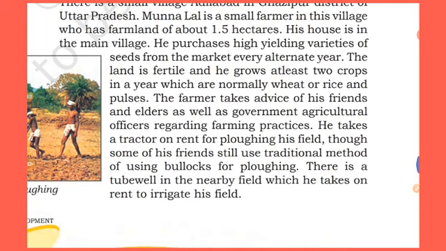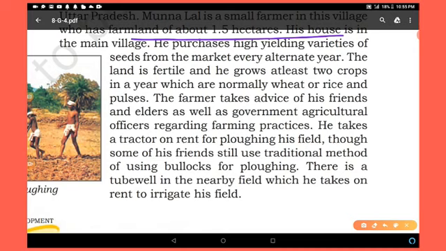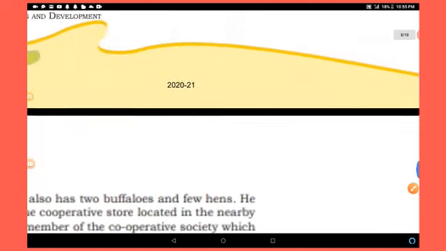You can understand by reading these sentences how farming is done in India, mostly by the small farmers. These kinds of farmers are called small farmers. They have small plots of land. It's very simple to understand.